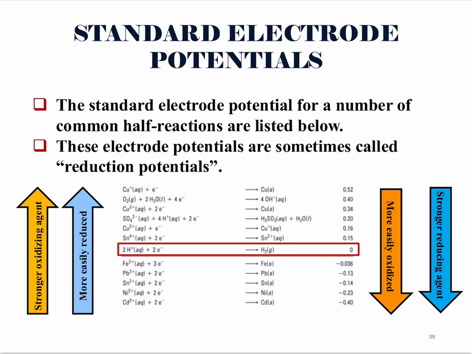And then we have the opposite trend. These are going to be more easily oxidized, more readily give up their electrons, and these are going to be stronger reducing agents.